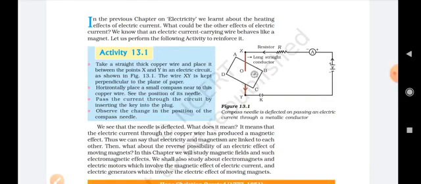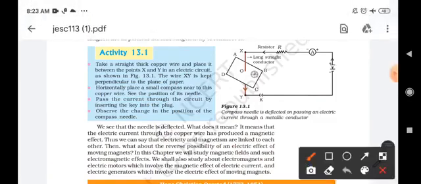Even the reverse possibility is also possible, students. It means when there is a continuous change in the magnetic field, then electric current can be produced, and it is because of that it is written that the reverse possibility of an electric effect can move the magnet, right? So we can say that electricity and magnetism are linked to each other. They are synonymous to each other.